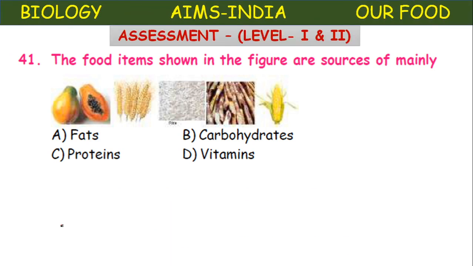The food items shown in the figure are the sources of mainly. So here potato, papaya is given, then wheat is given, rice is given, sweet potato, corn. Options: fats, carbohydrates, proteins, vitamins. So it's all rich in carbohydrates.